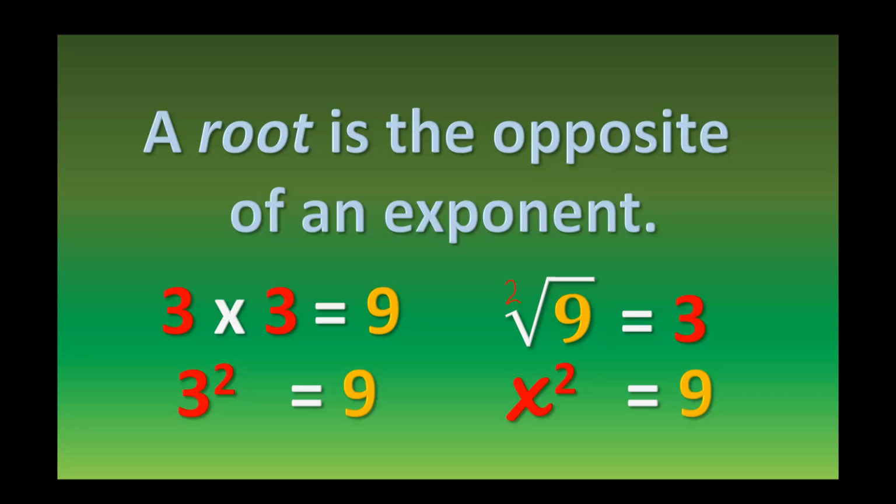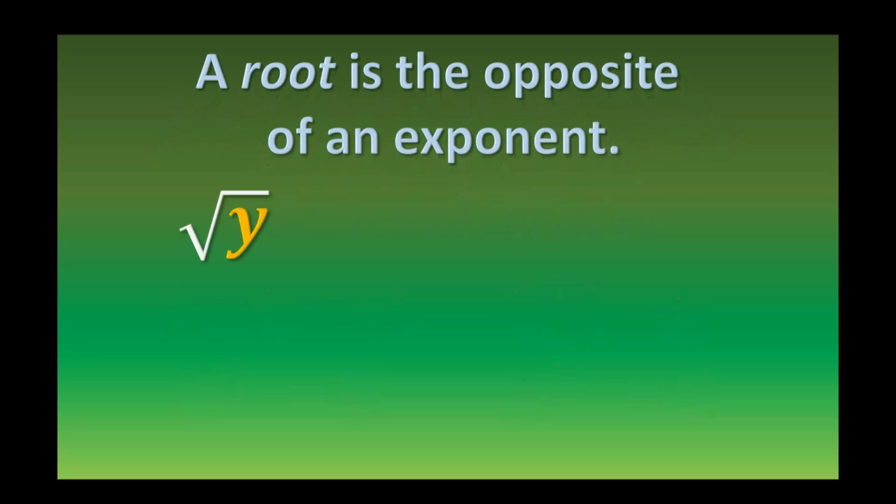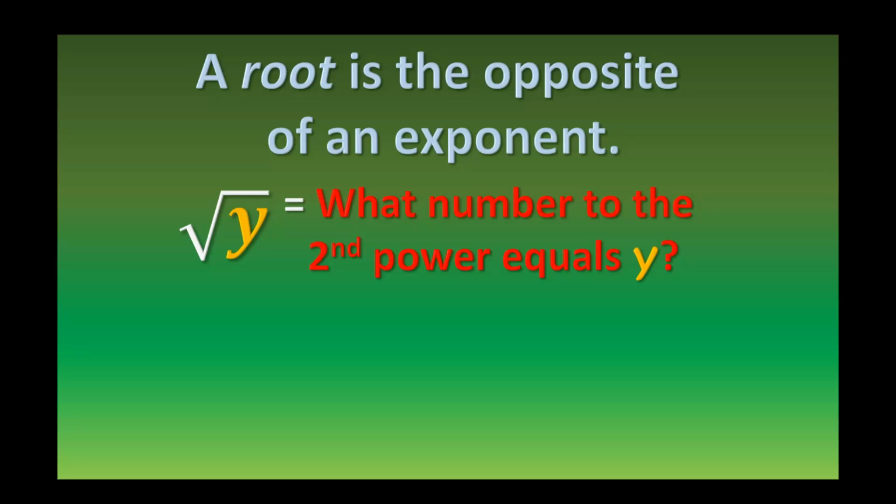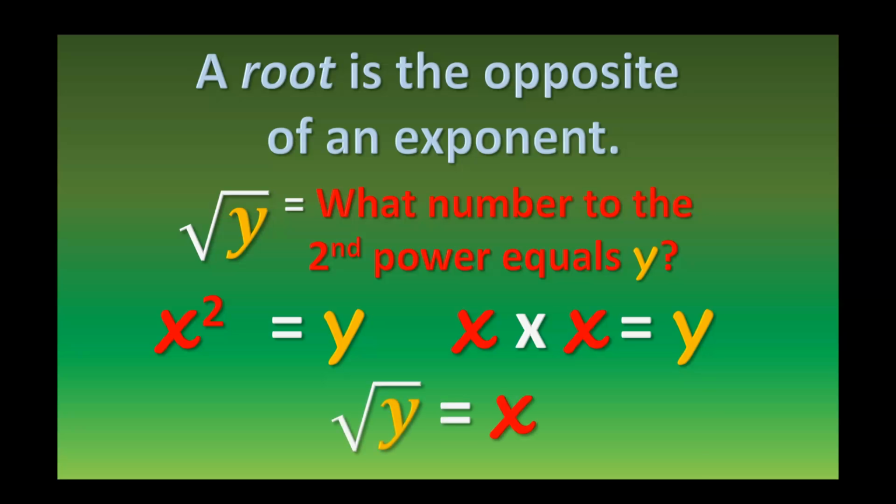Let's look at that a little more algebraically. The square root of y is asking us what number to the second power equals y. We know that raising something to the second power means multiplying it twice, so this is asking us what number multiplied by itself gives us the result y. So the square root of y will be whatever that number is. Remember, if there's no number on this shelf, imagine that there's a 2 there. If the radical is blank, that means you're looking for the second power, or the square root.